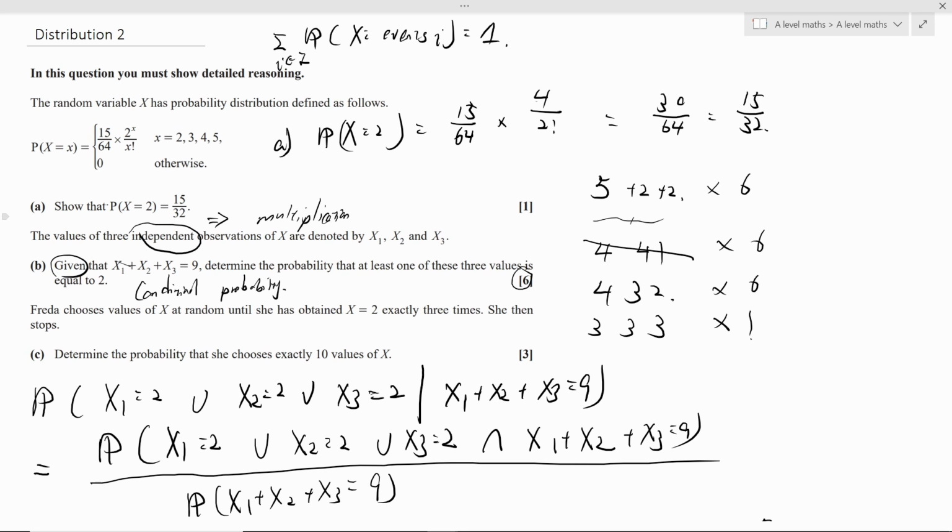But now notice 333. This is slightly different, right? Because the only possibility here is 333. There are no other different possibilities. So it only gives one probability.